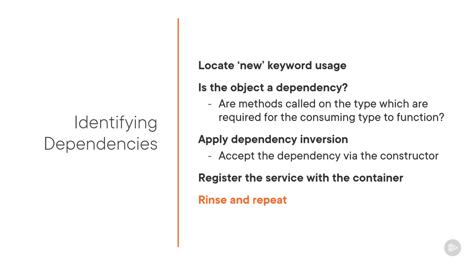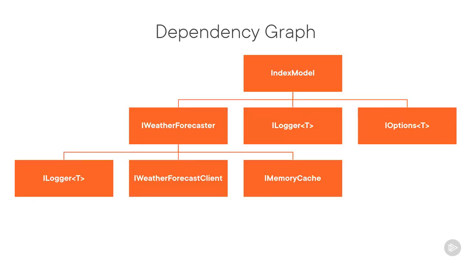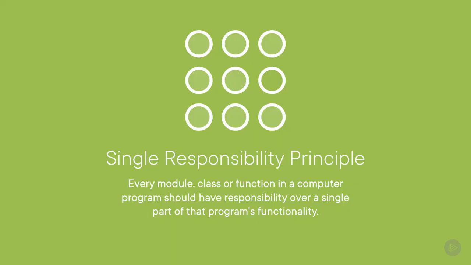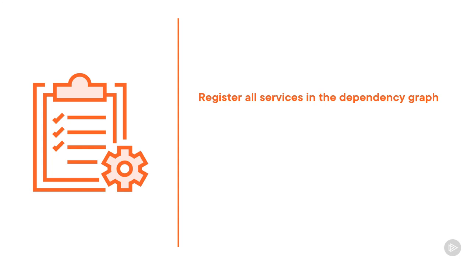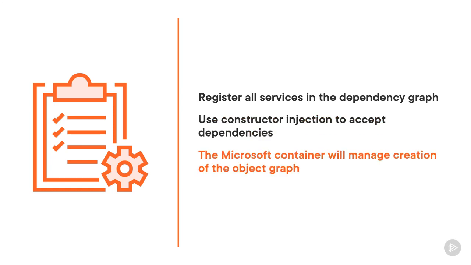Once you have identified and registered a service, it's essential to consider any dependencies it has of its own, repeating the process where necessary. This hierarchy of dependent services is often referred to as the dependency graph. If you adhere closely to the single responsibility principle, you'll likely find that you have many layers of dependencies in the graph as your application grows. If you register all the services in the graph with the container and use constructor injection to accept the resolved dependencies, the container will manage and create the object graph of required services.